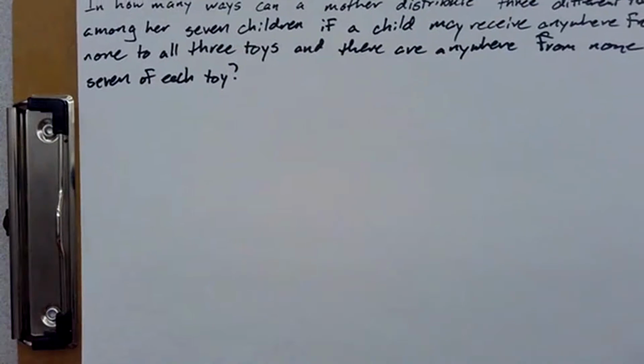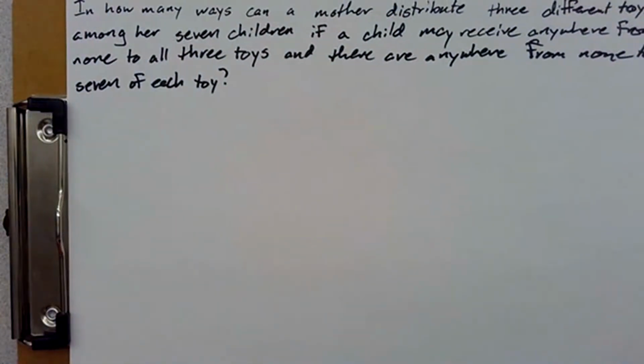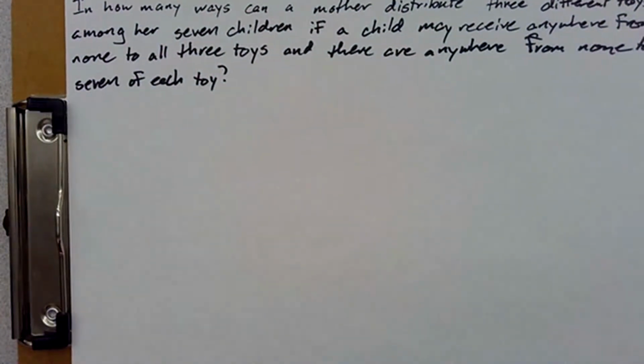In how many ways can a mother distribute 3 different toys among her 7 children? A child may receive anywhere from none to all 3 toys, and there are anywhere from none to 7 of each toy. Now, this is not a factorial, not the same kind of problem. This is a case where we can give any of 3 toys to each of 7 children.